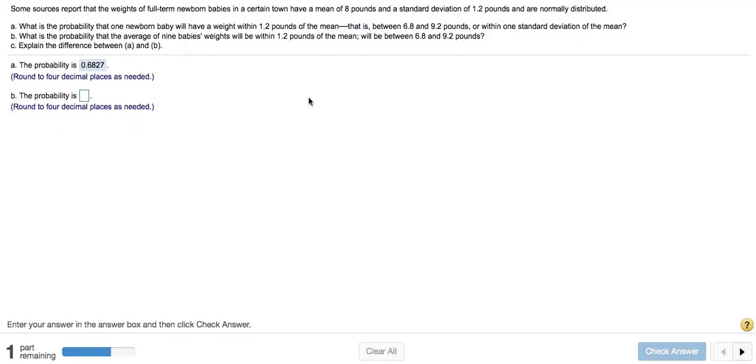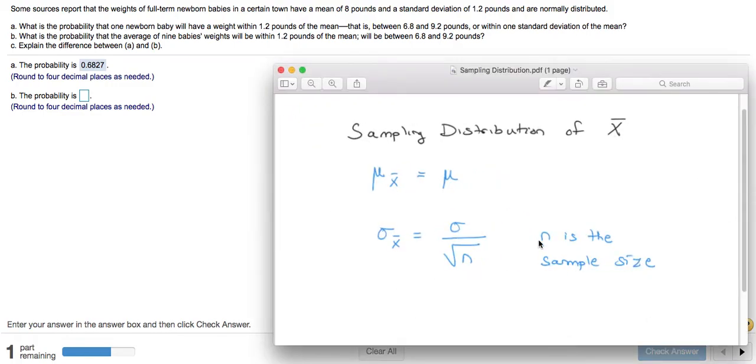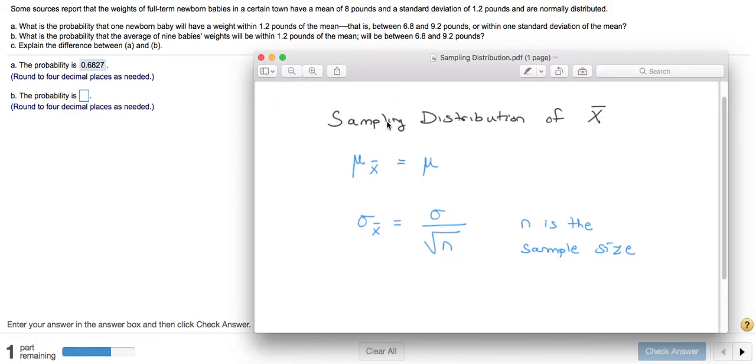Okay. Now part B is asking for something similar, but just a little bit different. Part A was just, what if one newborn baby was selected at random? Well, how would this probability change if instead of selecting one newborn baby, we select 9? So we need a new sampling distribution to answer this question. I'm going to bring up a couple of formulas for this. So here we're going to use a sampling distribution for X bar, which will represent the average of 9 babies.